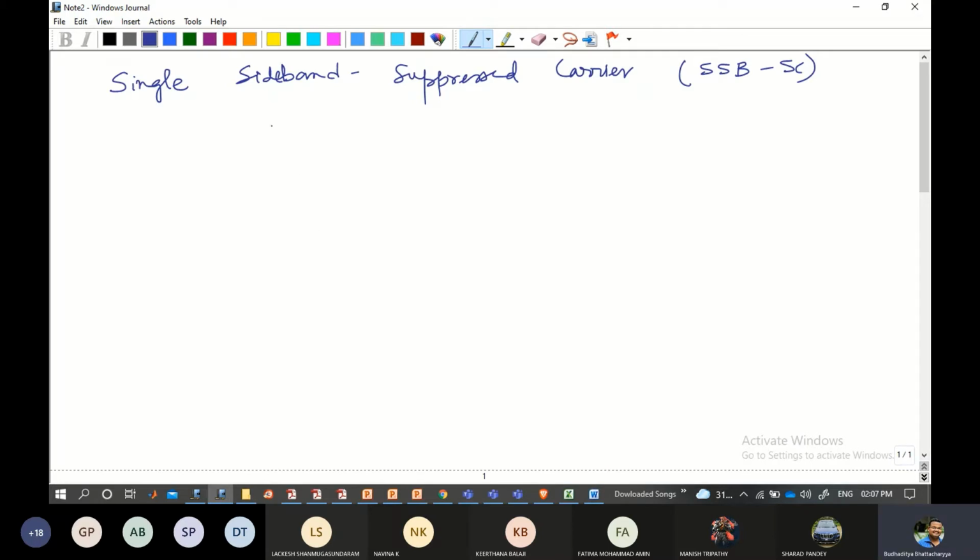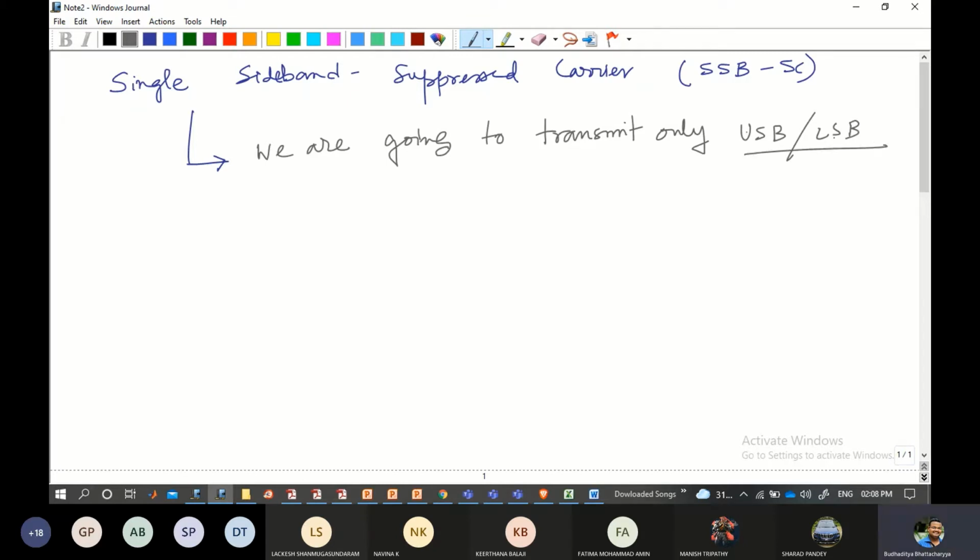So what I mean is that in single sideband, the name comes in because we are going to transmit only USB or LSB. Either one we are going to send. Now, why are we doing that? Because if you remember, when we discussed DSB-SC, we also discussed that both the upper and the lower sideband carry the information.